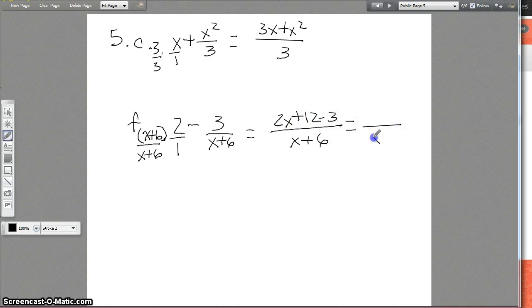So then we need to go ahead and simplify. Our 2x stays the same. And then we're going to have plus 9 because 12 minus 3 is 9. And there's nothing further we can do here. So at this point, we're done. 2x plus 9 over x plus 6.